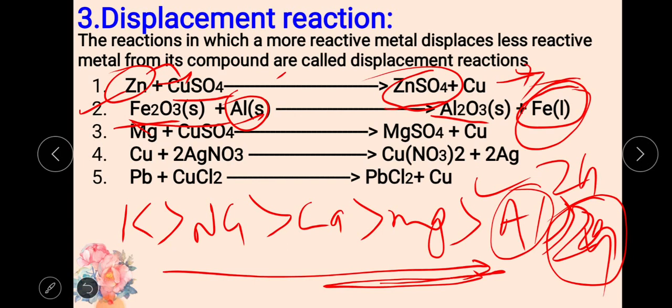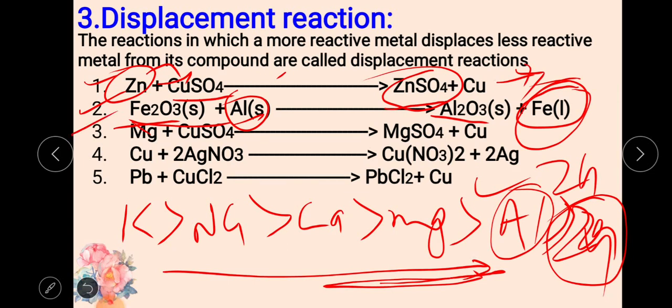You understand, students, what a displacement reaction is? Whoever is stronger can displace the weaker one. Here iron is the weak person and aluminum is very strong, so aluminum can easily displace the iron. And in the first equation also, zinc is much stronger than copper, that is why zinc displaced the copper and took its place.